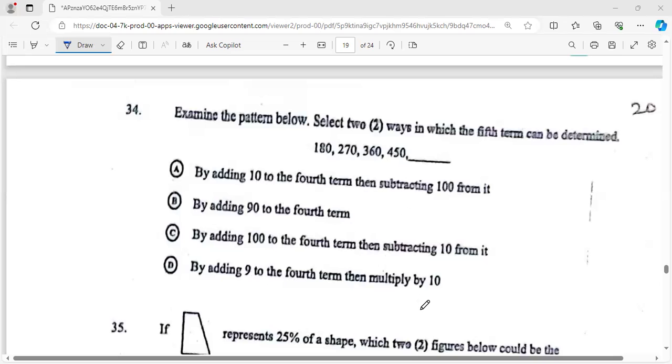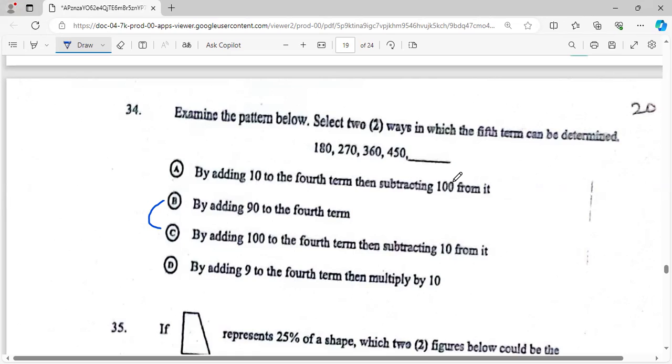My answer was B and C because when I was looking through, you would know what the number is going up by, so you would subtract 180 from 270, which would give you 90, and then to make sure I subtracted 270 from 360, and I got 90 as well, so that means you're adding 90 each time. So the first answer would be B.